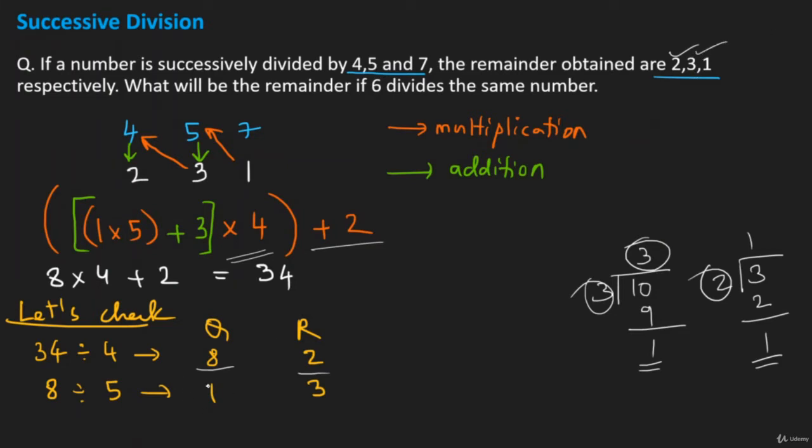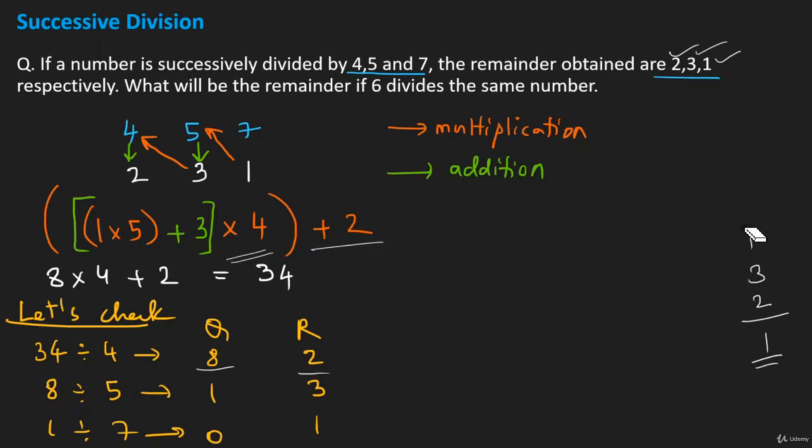Now I take the quotient, that's 1, and I divide it with 7. It goes 0 times and I get a remainder of 1. That's what we had over here. So we can see that 34 satisfies the conditions given in the question. Now, is 34 the only number that will satisfy this?